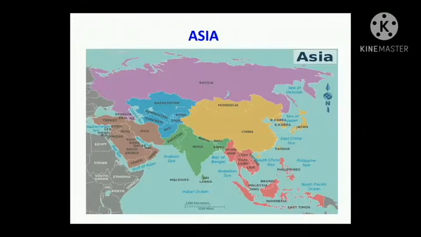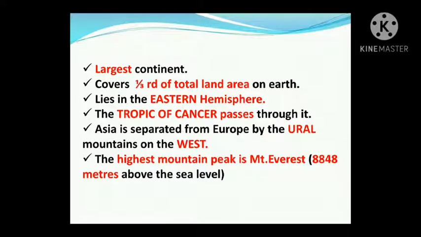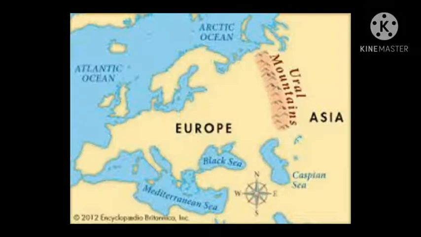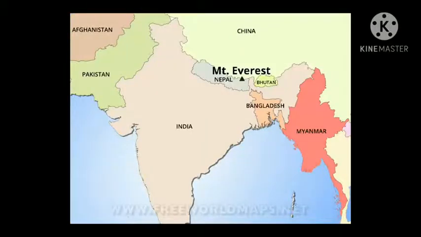First one is Asia. Asia is the largest continent and it covers about 1/3 of the total land area of the earth. The continent lies in the eastern hemisphere and the Tropic of Cancer passes through this continent. And Asia is separated from Europe by the Ural Mountains on the west. And the most important feature is that the world's highest mountain peak, Mount Everest, is situated in Asia.